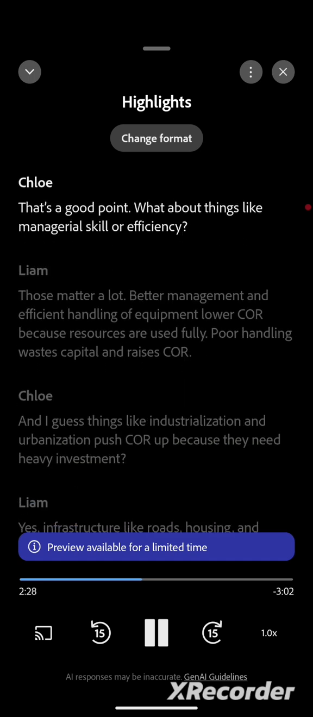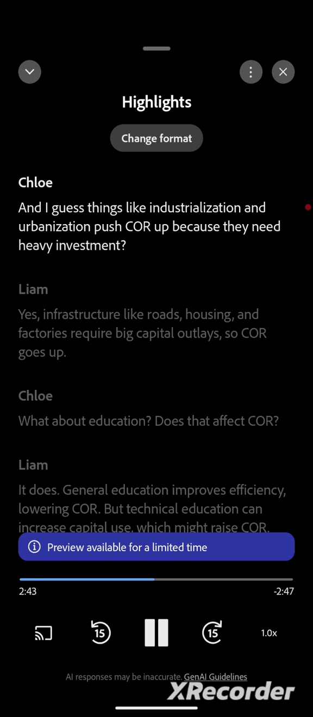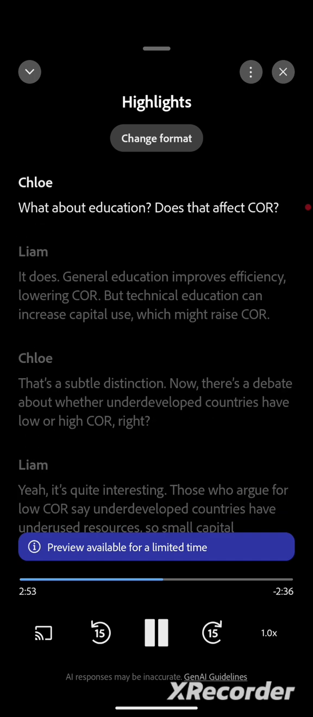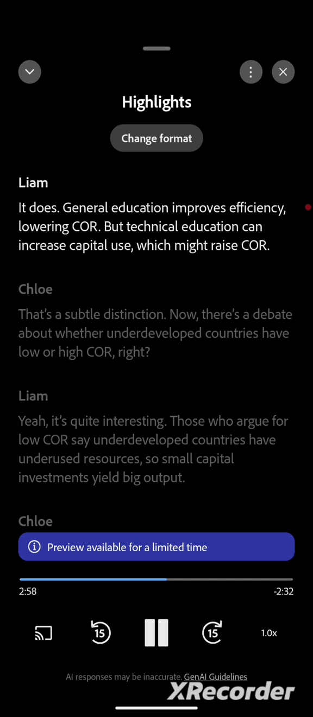That's a good point. What about things like managerial skill or efficiency? Those matter a lot. Better management and efficient handling of equipment lower COR because resources are used fully. Poor handling wastes capital and raises COR. And I guess things like industrialization and urbanization push COR up because they need heavy investment. Yes, infrastructure like roads, housing, and factories require big capital outlays, so COR goes up. What about education? Does that affect COR? It does. General education improves efficiency, lowering COR, but technical education can increase capital use, which might raise COR.